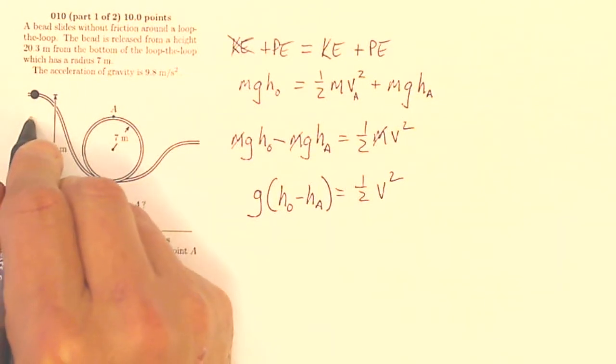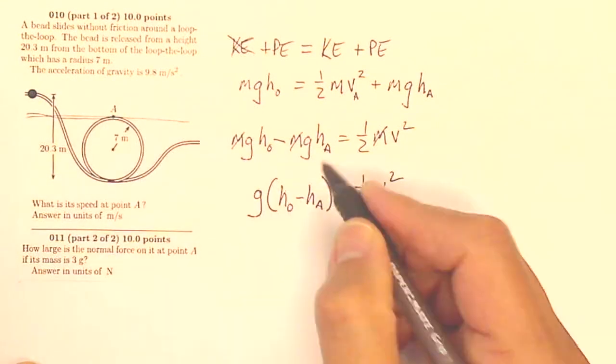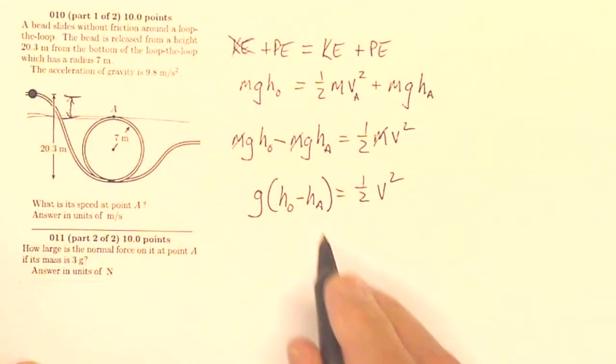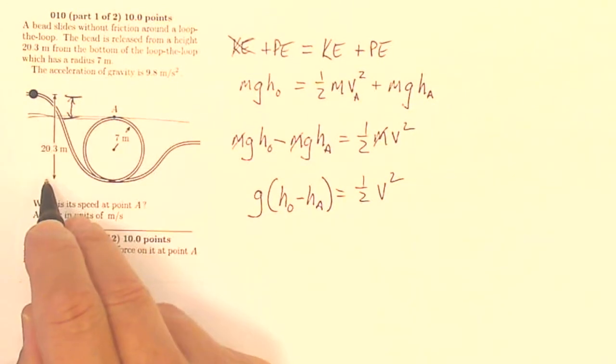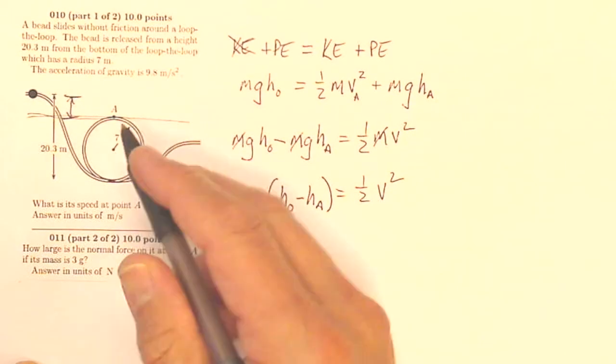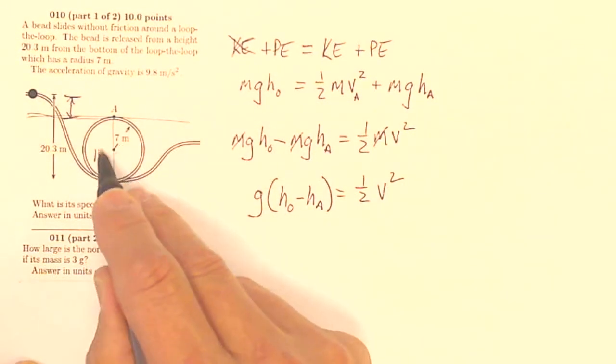What's neat about that is that it's the change in height that matters. If I just said that this height was 0, what I'm really interested in is this difference in height right here. That's my change in height. It's going to be 20.3 minus something over here. What's this height? Oh, this is 7 meters, so this must be 14 meters for me. Twice the radius is my diameter.